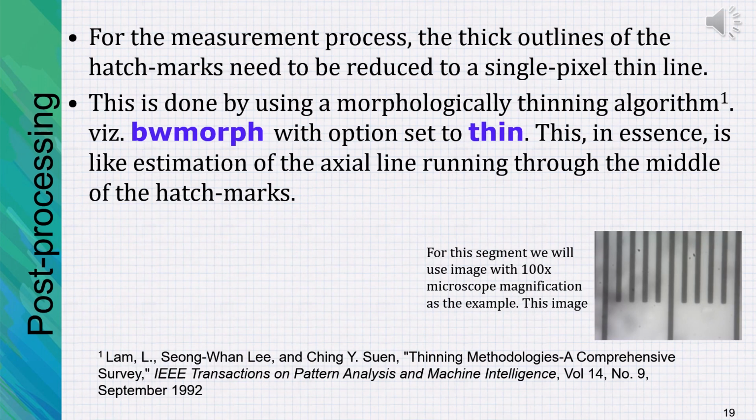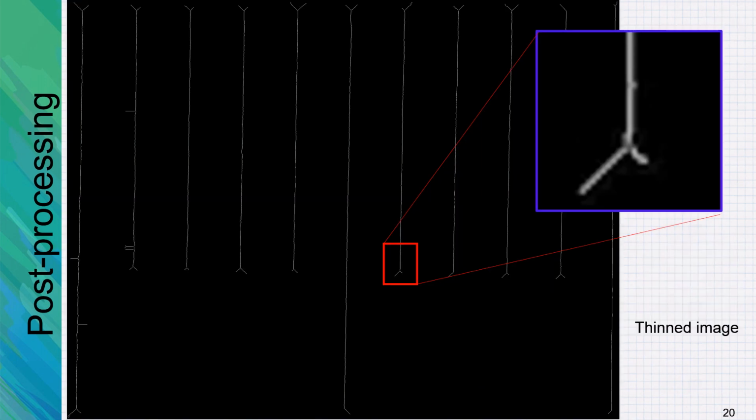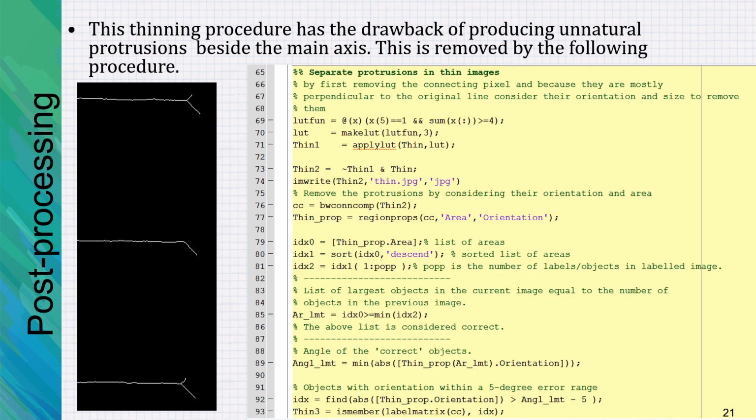To reduce the size of the markings of the stage micrometer to a single pixel line, we use the morphological thinning algorithm. As you can clearly see, thinning has produced extra unwanted artifacts, which are removed by a series of procedures outlined in the next few slides, which due to lack of time I will not pursue further, but feel free to pause the video to look at them. The code shown is written in the MATLAB programming language.